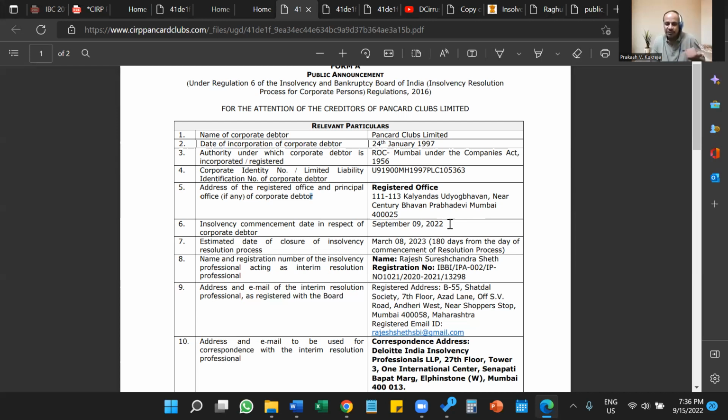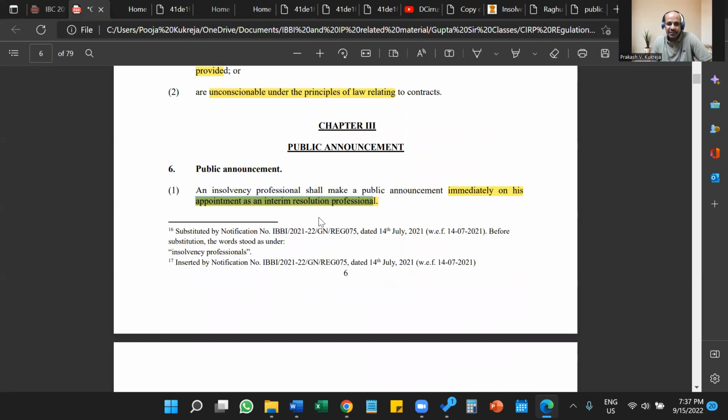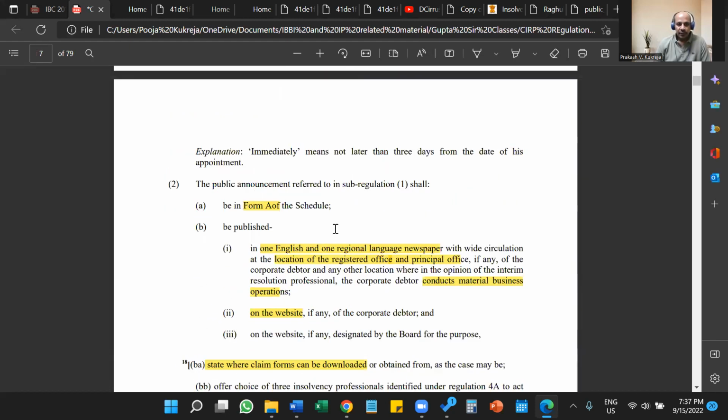For example, valuation, maybe your balance sheet requirements, or if there is any forex, any foreign currency, as specific on ICD, you have to convert that into Indian currency. And if you see, the public announcement was made on 12th of September. So 9th to 12th, it is always 3 days. And if you look at the regulation, it says immediately, right? So usually within 3 days, the IRP has to make a public announcement. Yeah, immediately means not later than 3 days from the date of his appointment.